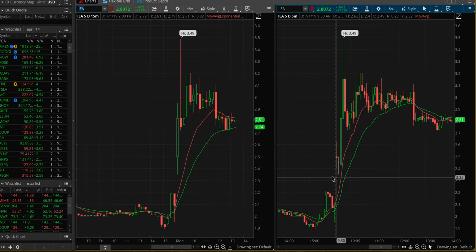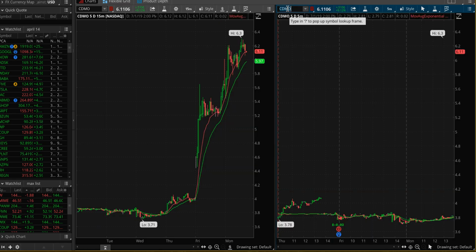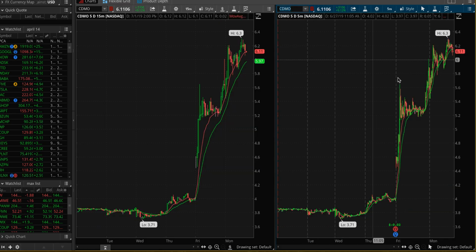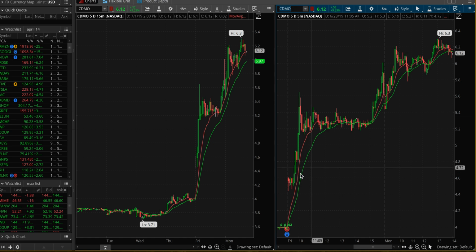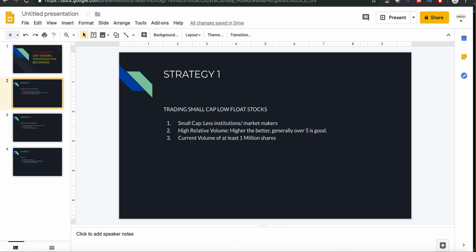So you want to trade something which has done a lot of volume, right? If you take a look at something like CDMO, intraday today didn't really do much, but if you take a look at what happened the day before, on Friday, this stock went from 450 all the way to 540. That's a pretty big move in terms of percentages, not a lot of dollar moves, but a big move for a $4 stock. So that's strategy number one to take a look at.